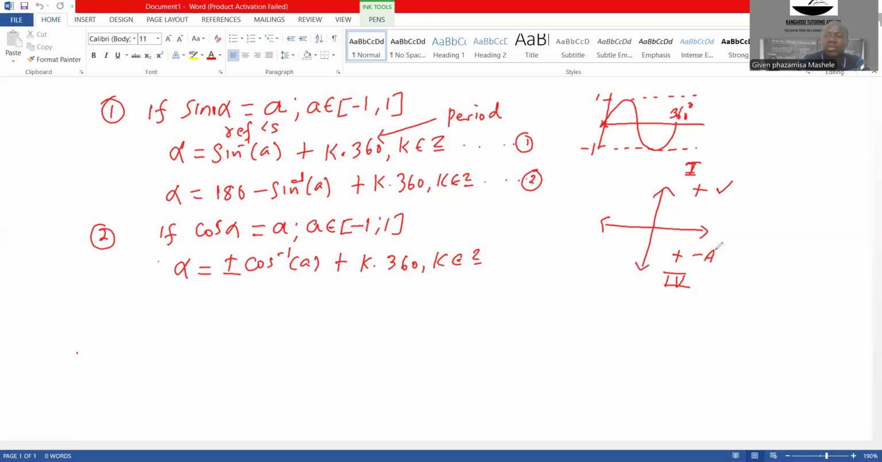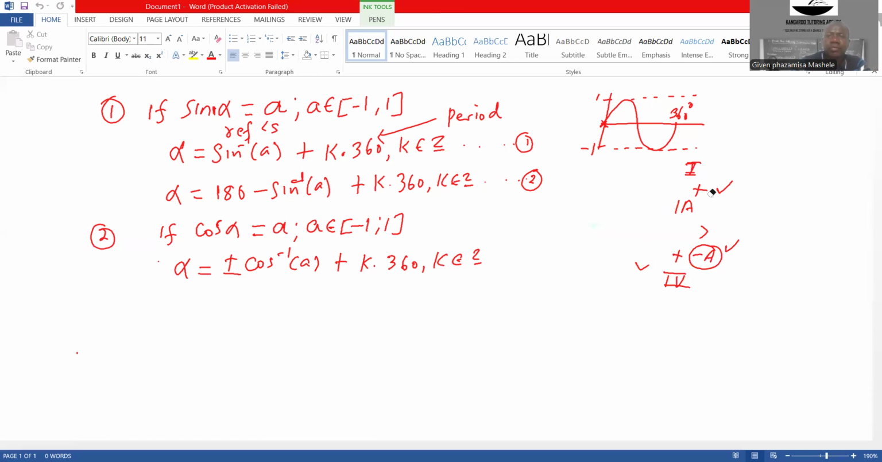So that's why we say, whether you're using a negative angle or a positive angle, the cos will always be positive. So these are the general solutions for cos. We allow plus and minus.